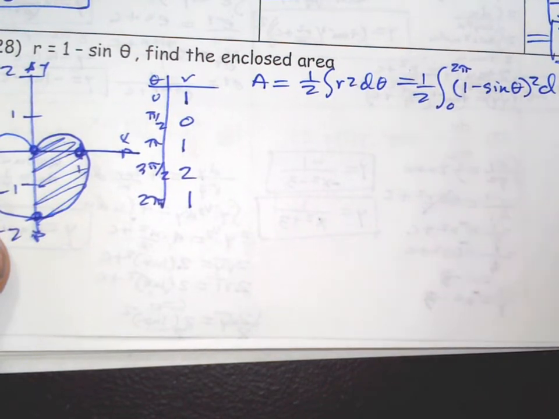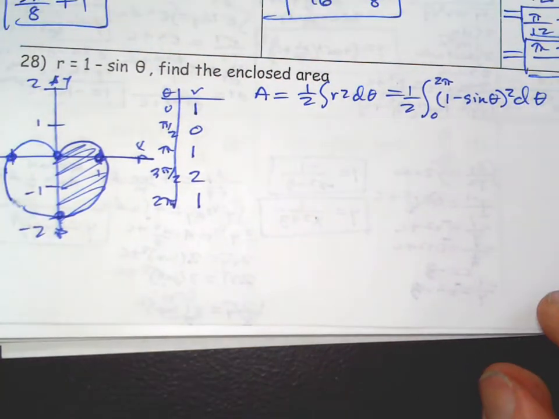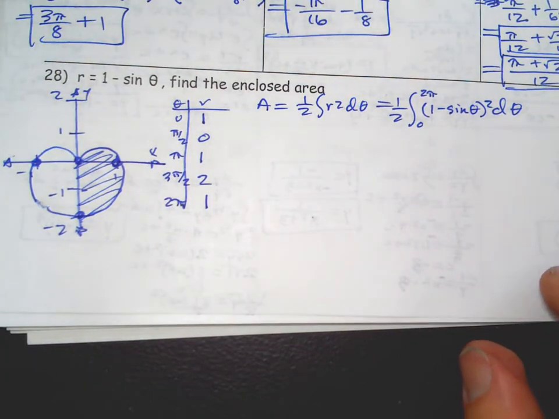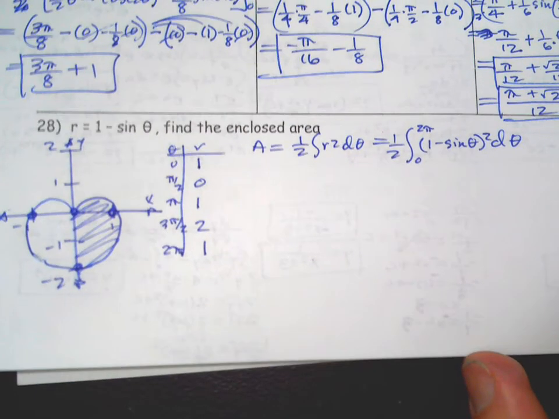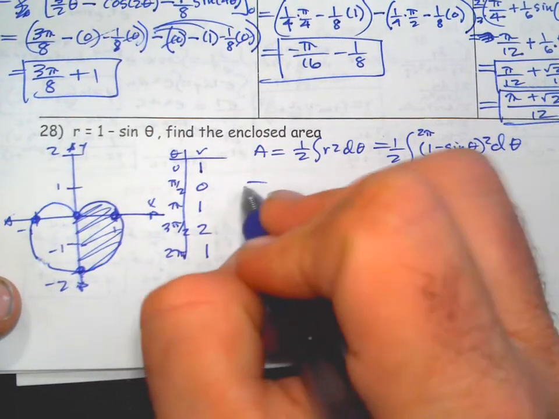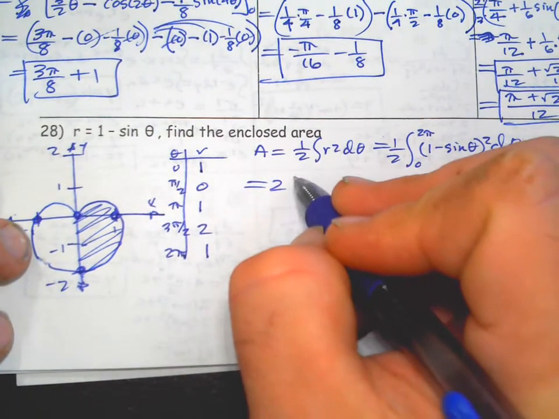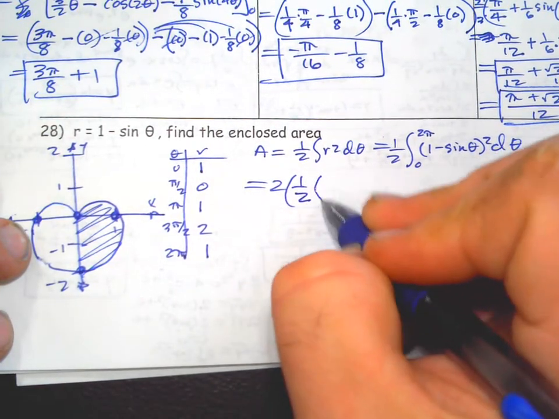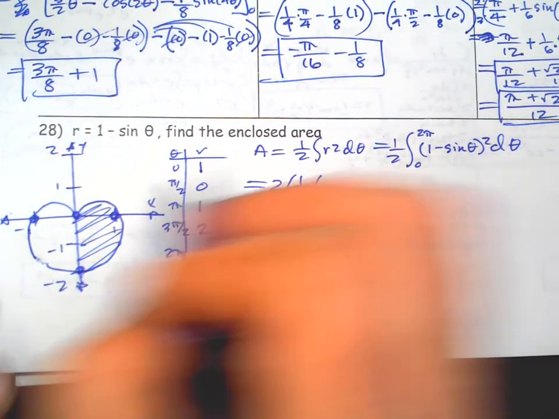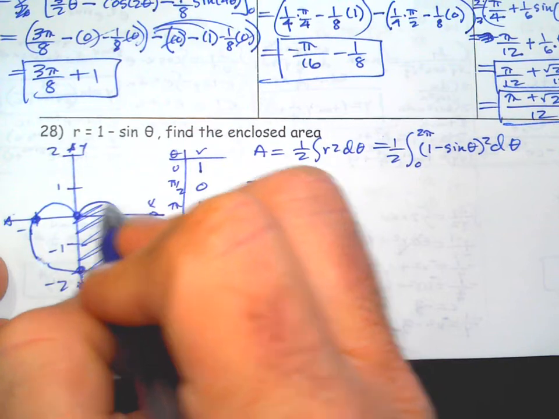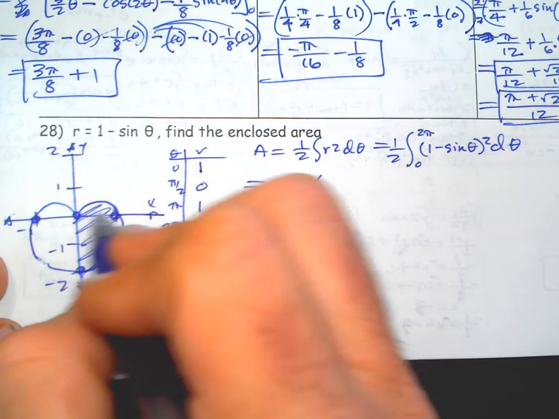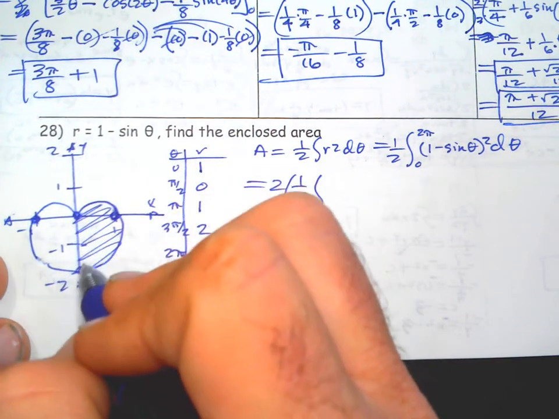Could do that. Or we could use symmetry. Now, I'm going to just use symmetry. The only thing is, it changes the limits. So if we use symmetry, we're going to find half of it. Now, you can't go 0 to pi, because 0 to pi would be 0 to this. So it would actually be 0 to pi over 2, and then negative.